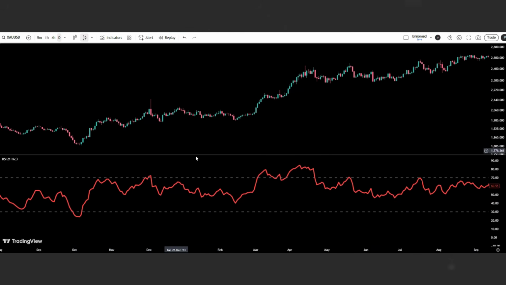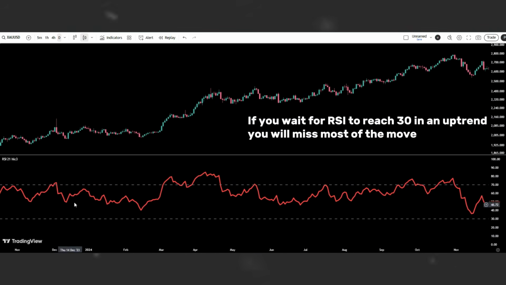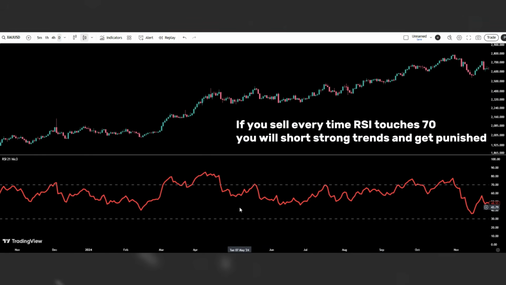The classic levels 70 and 30 were designed for range-bound markets, not trending markets like gold. Gold often stays strong for days or even weeks. If you wait for RSI to reach 30 in an uptrend, you will miss most of the move. If you sell every time RSI touches 70, you will short strong trends and get punished.